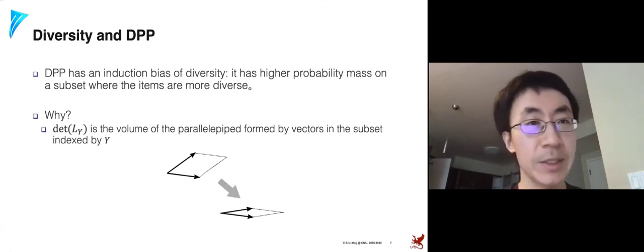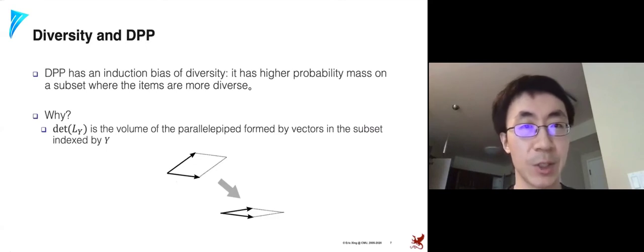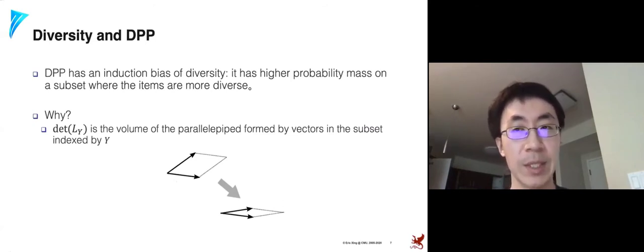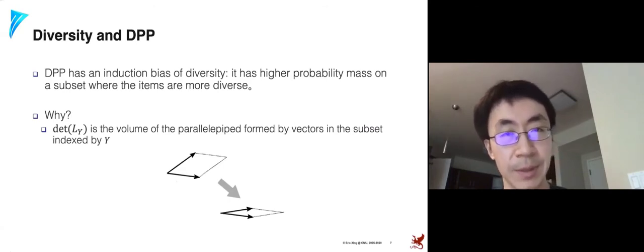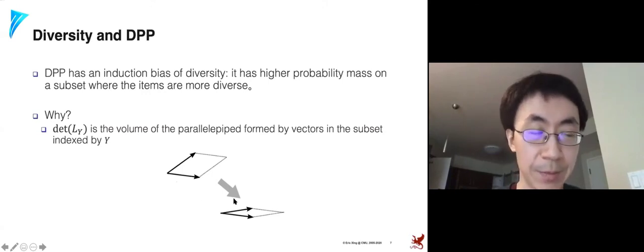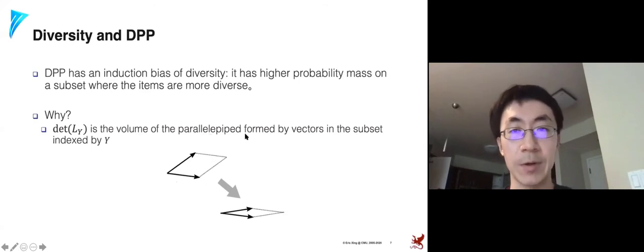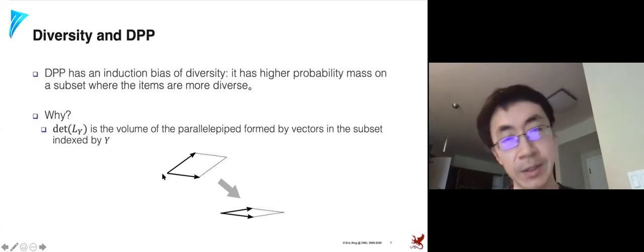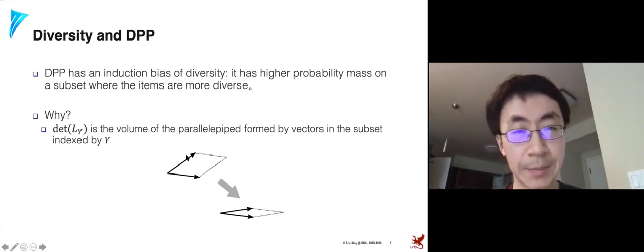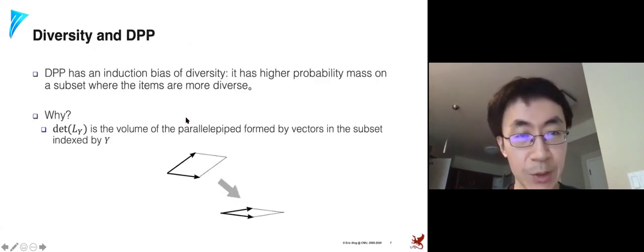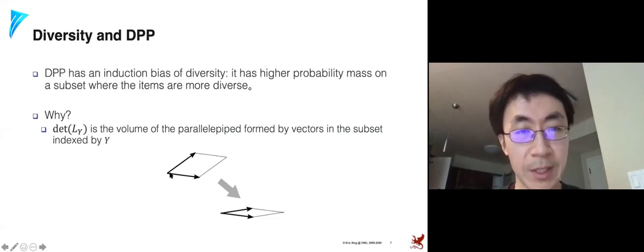Now let's see why the determinantal point process has inductive bias over diversity. By diversity, it means that the DPP will have higher probability mass on a subset where the items are more diverse. Why does DPP have this property? Here is an illustration from the geometry perspective. It turns out that the determinant of this submatrix is actually the volume of the parallelepiped formed by the vectors in the subset indexed by Y. So suppose in the subset Y, we have two elements, and these two vectors are the feature representations of these two elements. Then the determinant of this submatrix is actually the volume of this parallelepiped formed by these two vectors.